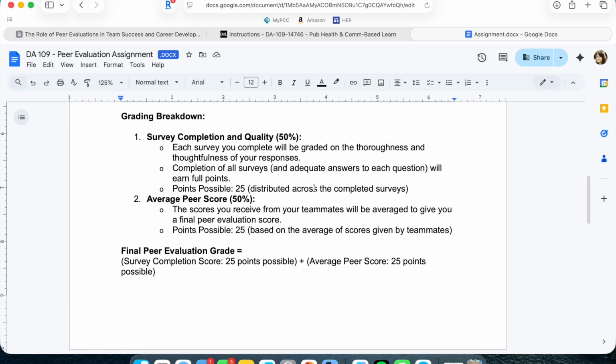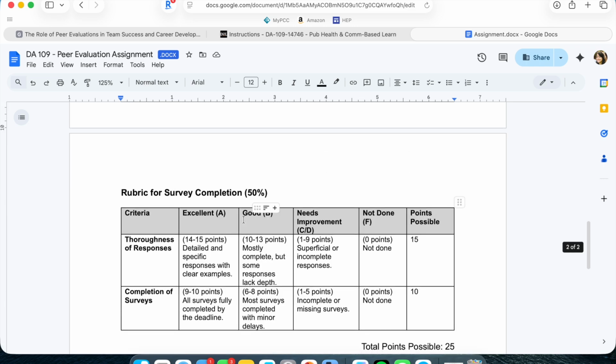And there's 25 points possible for that section. And then your average peer score. So the scores you receive from your teammates are going to be averaged, and they're going to be given to you as a final evaluation score. And then there are 25 points possible based on those average scores. So your final grade is a combination of those 2 sections: survey completion and the score from your peers.